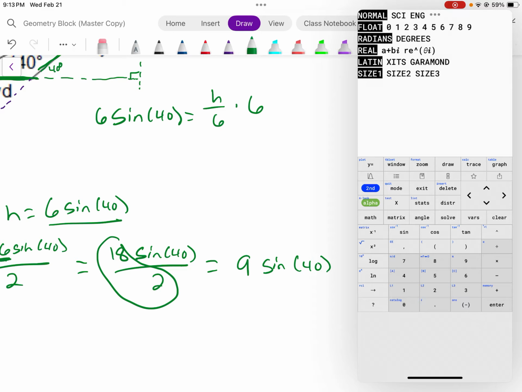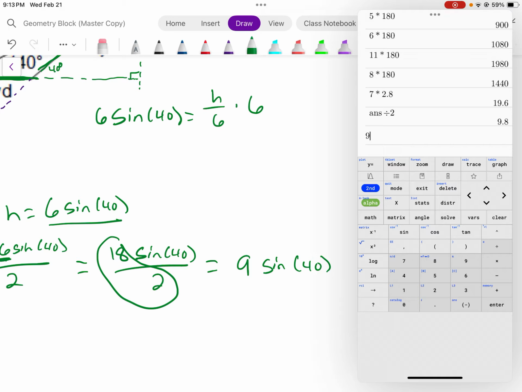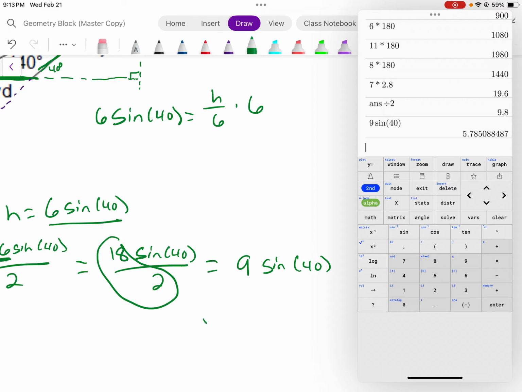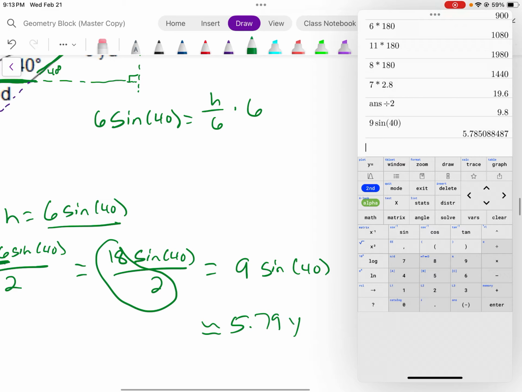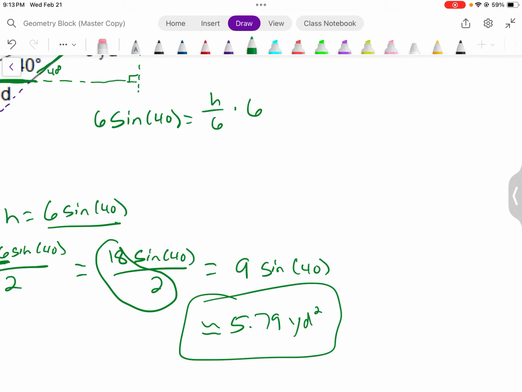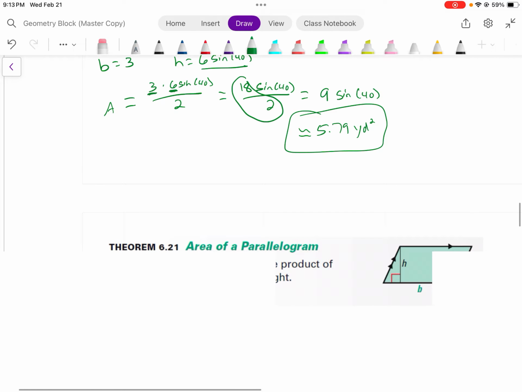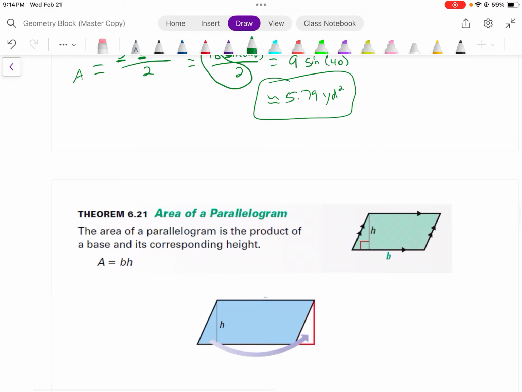Let's check. Oh, we're in radians, so I got to make sure I'm in degrees. 9 sine 40. Area is approximately 5.79, and we're in terms of yards, square yards. So trig is not going away this unit.